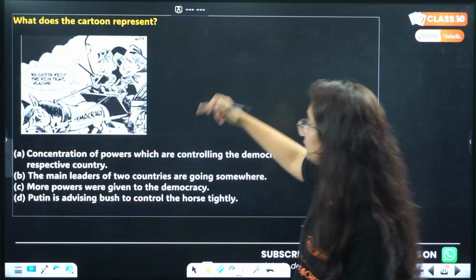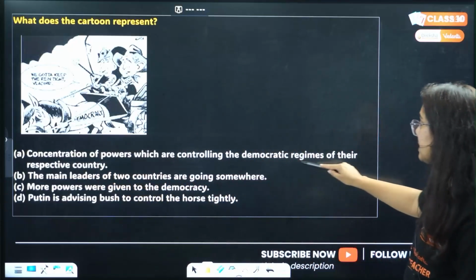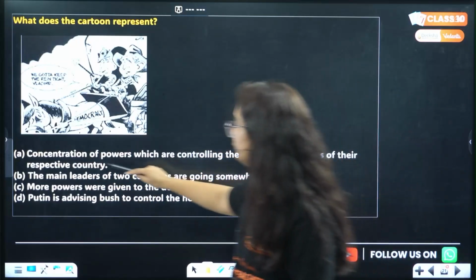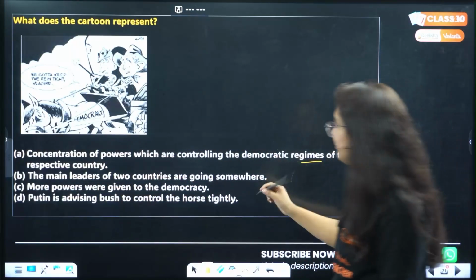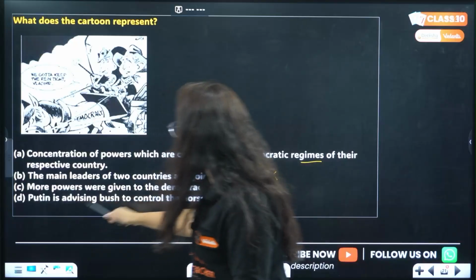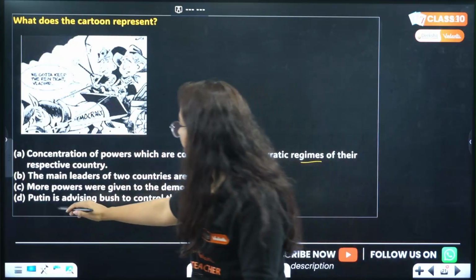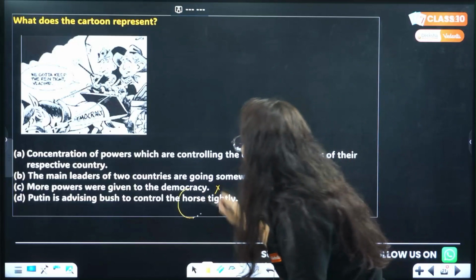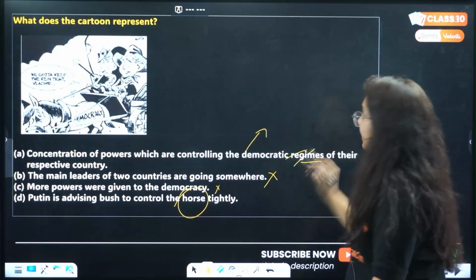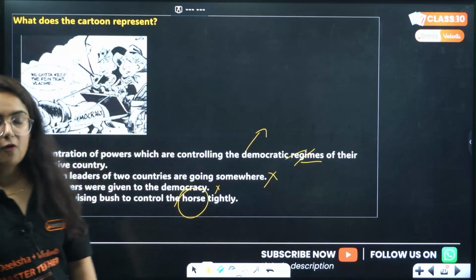So what does the cartoon represent? Option A, concentration of power by those who are controlling the democratic regime of their respective country. B, the main leaders of two countries are going somewhere, right? More powers were given to the democracy. Do you think the power is given here? No. Putin is advising Bush to control the horse tightly. Not the horse, the democratic regime tightly. Okay, so go for it.